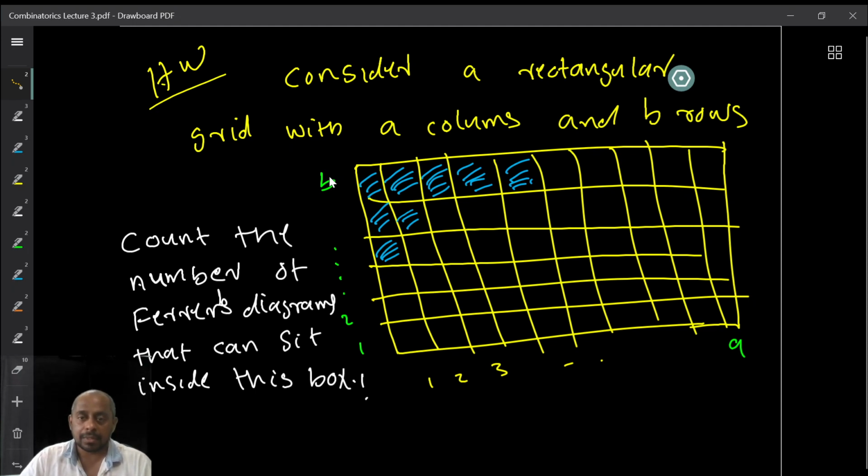So this is a homework, and try to find a proof by finding a bijection to some set that you already know how to count.